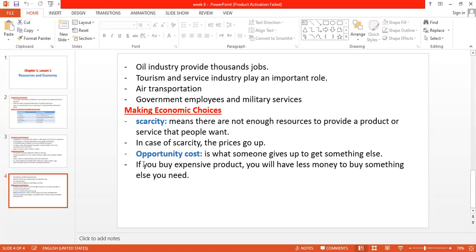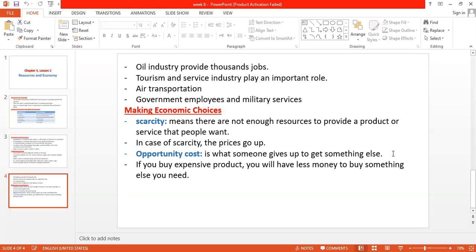The last point we have today is called opportunity cost. What is the meaning of opportunity cost? Opportunity cost is what someone gives up. Give up means leave. It is what someone gives up or leaves to get something else. What is the meaning of that?